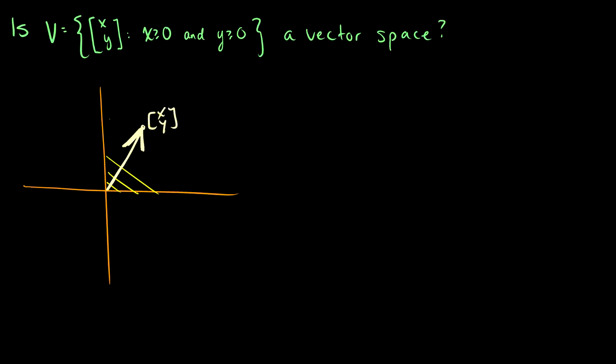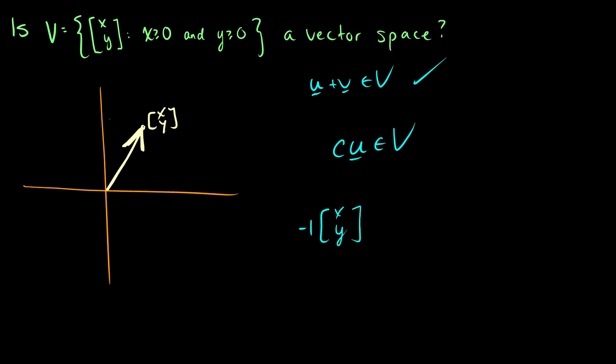Let me erase these yellow bits. Now, is there anything we can think of? So we have u plus v has to be in V. So if we take another vector that's in this space, we can add them together. It's going to still be up in this first quadrant here. So that's fine. But what if we take a scalar here? So what happens if we scale this by -1? So let's take -1 times xy. Well, what happens then? Well, then we end up over here.